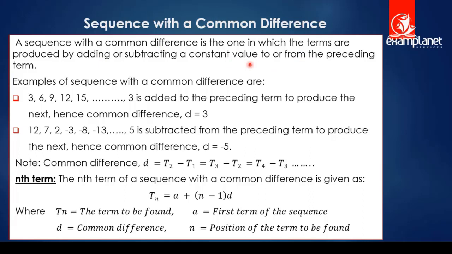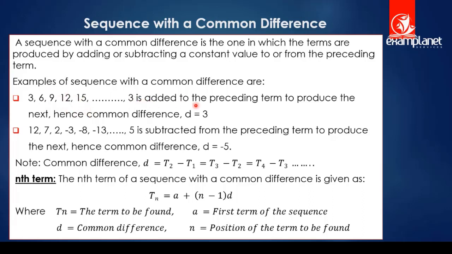So for instance, we have this example: 1, 3, 6, 9, 12, 15, and so on. From here, what's the pattern? We are simply adding 3. So plus 3, we have 6. Plus 3, we have 9. Plus 3, we have 12. Plus 3, we have 15, and so on. Because we are adding a particular number to the terms to get the next, this sequence has a common difference.